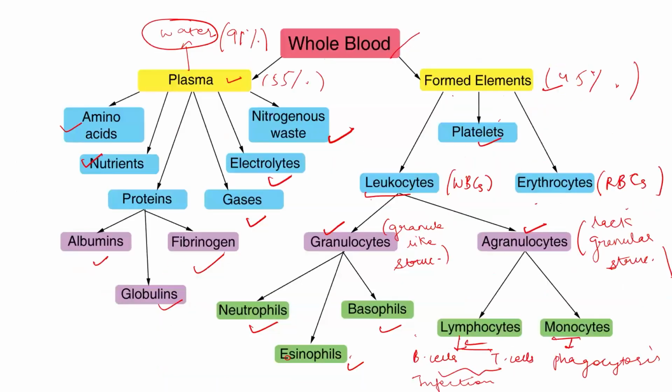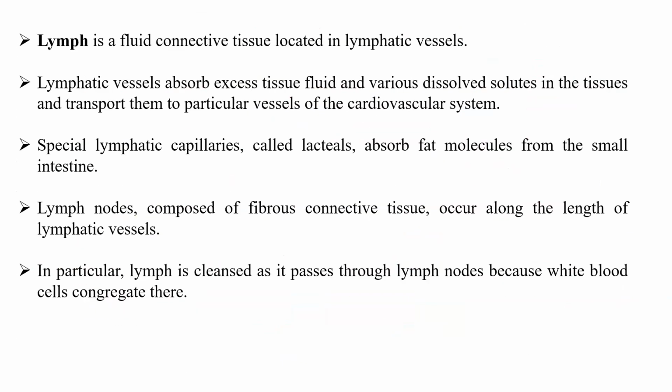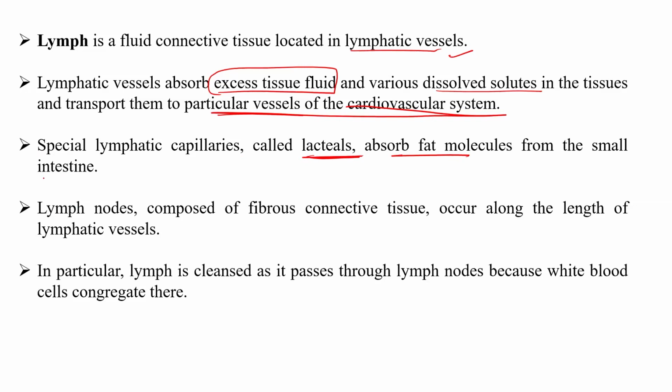So the next type of fluid connective tissue is the lymph. It is also a fluid connective tissue which is located in the lymphatic vessels. Lymphatic vessels absorb excess tissue fluid. So whenever there is an excess of tissue fluid, it absorbs that fluid and various dissolved salts in the tissues and transports them to a particular vessel of the cardiovascular system, which is the lymphatic vessel. Special lymphatic capillaries called the lacteals absorb fat molecules from the small intestine. Lymph nodes, composed of fibrous connective tissue, occur along the length of the lymphatic vessels.